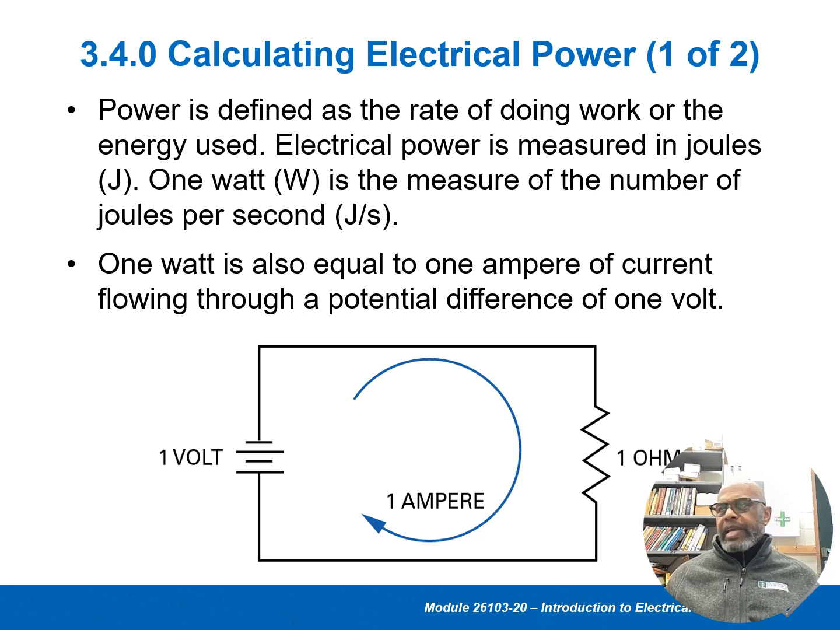So power is defined as the rate of doing work. So basically 1 watt equals 1 volt times 1 amp. So if you know what the voltage is, you know what the amperage is, you multiply them, and that would give you the amount of energy measured in watts.